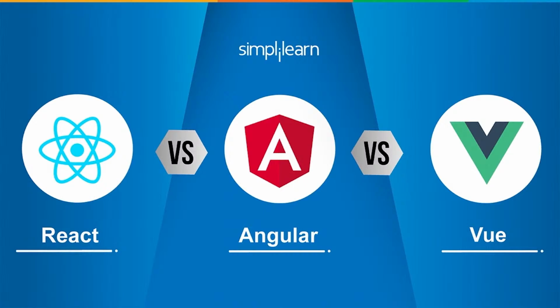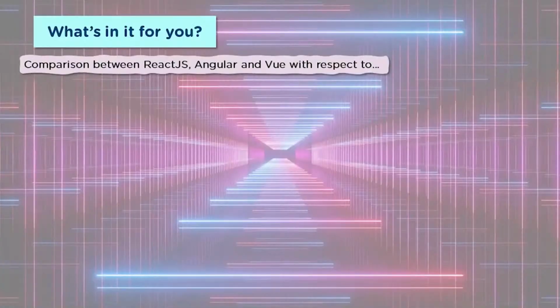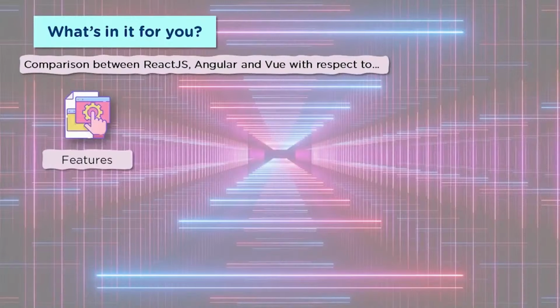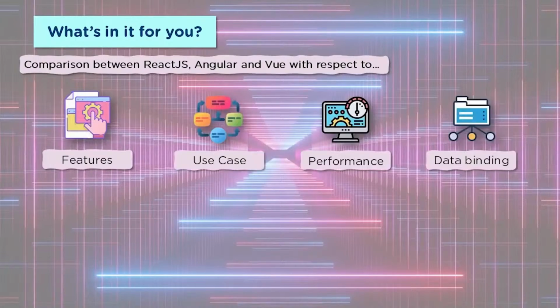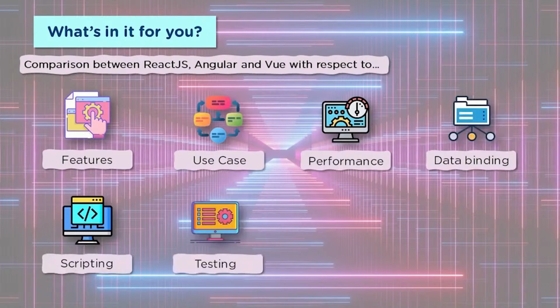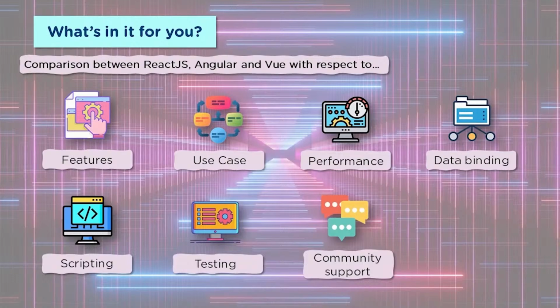All of these technologies that you see on your screen right now are based purely on JavaScript. As a result, they're lightweight and aren't dependent on any third-party runtime tools. So let's compare the three technologies and learn about the factors that make them stand out. So let's see what's in it for you. We'll learn about their features, use cases, and where they're applied, their performance, how they handle data, the languages they use, and their testing mechanisms. We'll learn about the dedicated user community that backs these technologies, and finally, we'll see the growth curve.